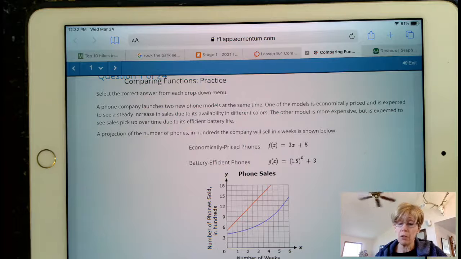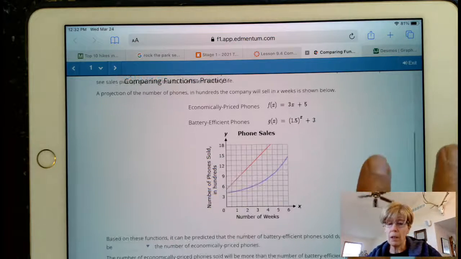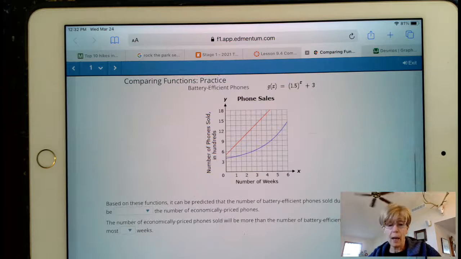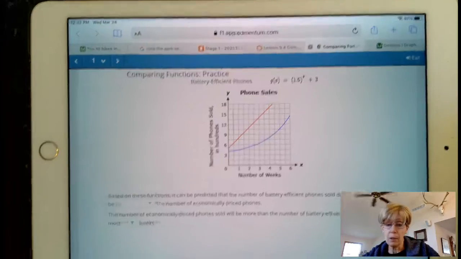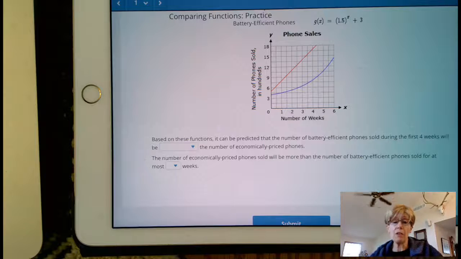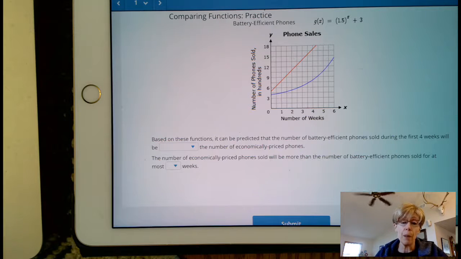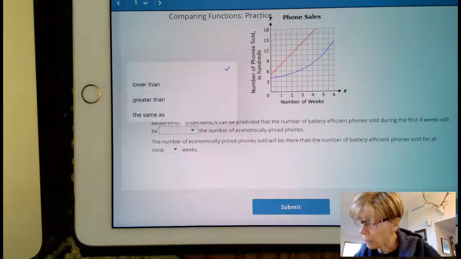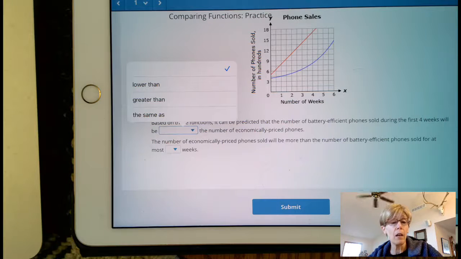And there's our 2 equations, and here is the picture. And then what we have to answer, which you can't see completely, let's see if I can move this a little bit, is based on these functions, it can be predicted that the number of battery efficient phones sold during the first 4 weeks will be blank the number of economically priced phones. So if I hit the right button here, what we're looking at is it's going to be lower than, greater than, or the same. And it's definitely not going to be the same.